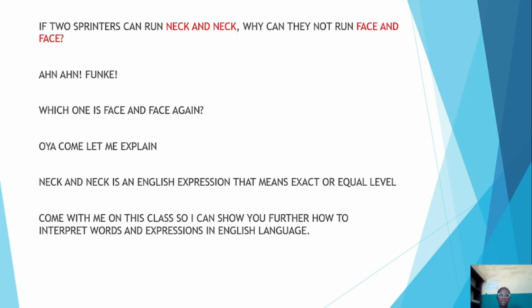If two sprinters can run neck and neck, why can they not run face and face? Funke: Which one is face and face again? Yeah, come, let me explain. You see, neck and neck is an English expression that means exact or equal level. So when we say that two sprinters are running neck and neck, that means they are at the same level, at equal level. Come with me on this class so that I can show you how to interpret words and expression in English language.